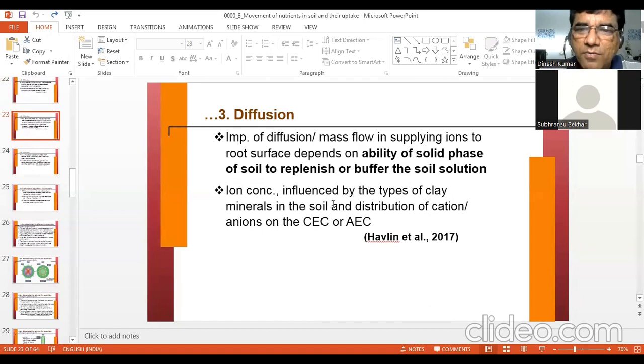Ion concentration is influenced by the type of clay, minerals in the soil, and distribution of cations and anions on the CEC and AEC, because they are the source for the soil solution.